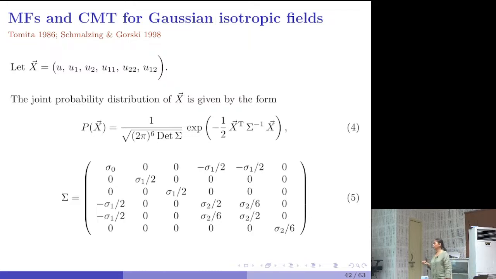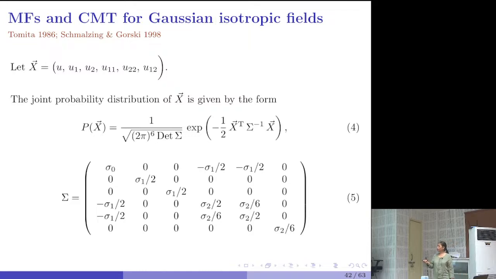Okay, so to proceed with this calculation, we need to define the row or column matrix capital X, whose elements are U, U1, U2, etc. There are 6 elements. So these are my random variables, random fields, but random variables. Then, to proceed, we are going to take a Gaussian isotropic field. So we need the joint probability distribution of X, and it is given by this form.